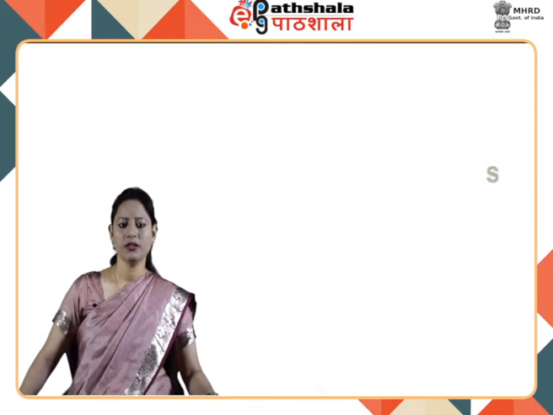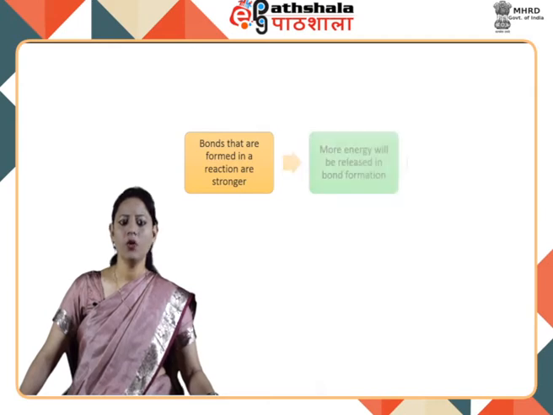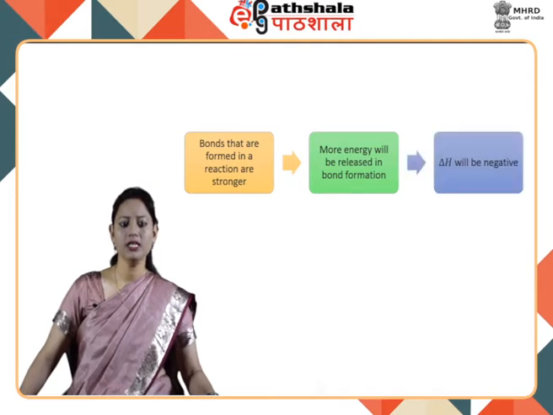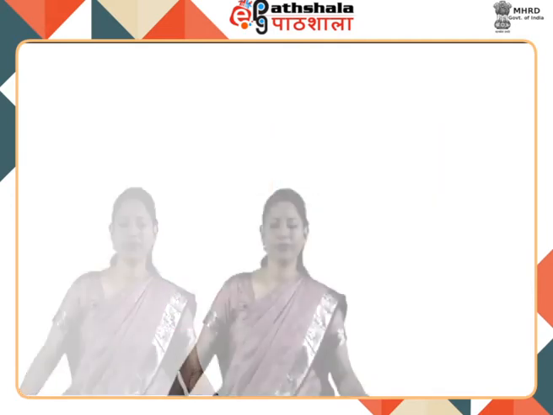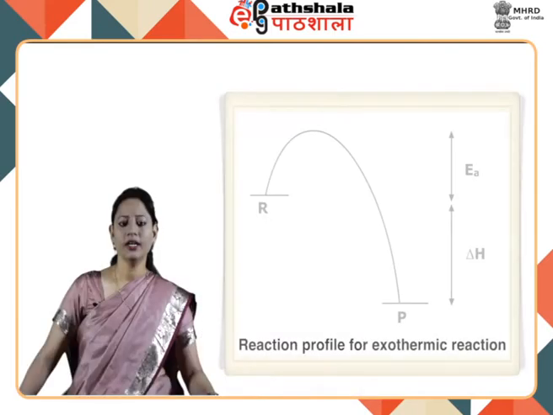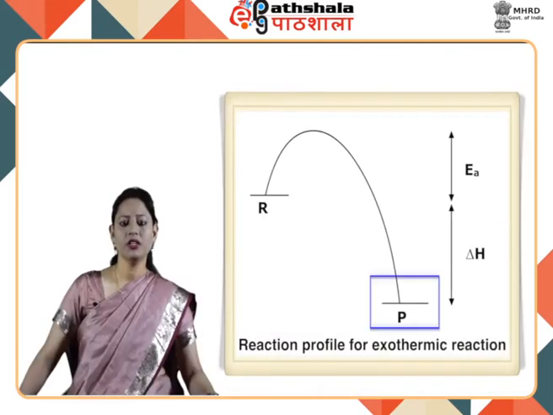Exothermic reactions. If the bonds that are formed in a reaction are stronger than the bonds that are broken, more energy will be released as a result of bond formation than will be consumed in the bond breaking process, and delta H will be negative. Therefore, an exothermic reaction is a reaction with a negative delta H. In an exothermic reaction, the products are more thermodynamically stable than the reactants.